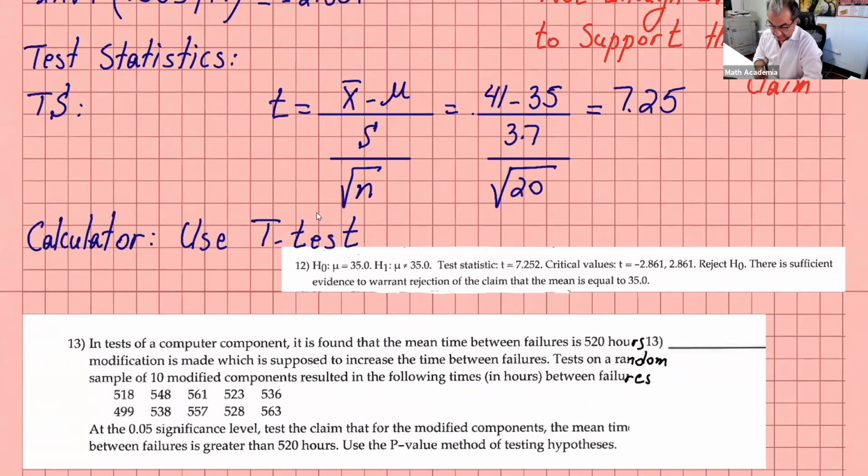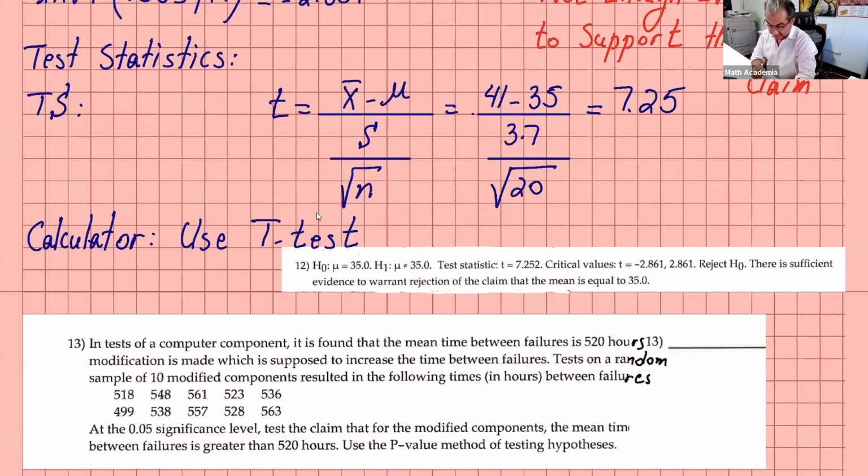Number 13. A test of a computer component finds that the mean time between failures is 520 hours. A modification is made which is supposed to increase the time between failures. A test on a random sample of 10 modified components resulted in the following times. So the times are given here. So the data is given to you in this case.